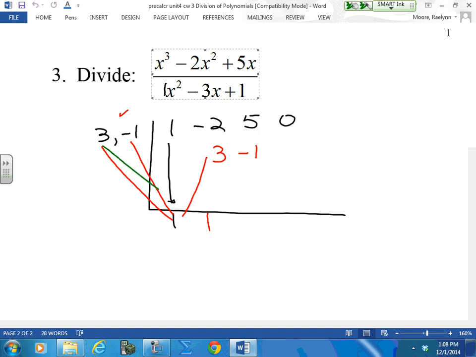So 3 times 1 is 3, to the right. Negative 1 times 1 is negative 1, to the right. Now you've exhausted those two and you reach the end of your rows there. So now add everything down. So 7, negative 1. Did I lose anybody?